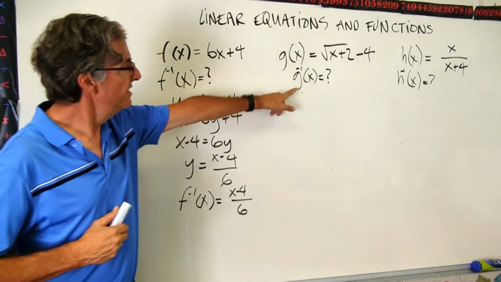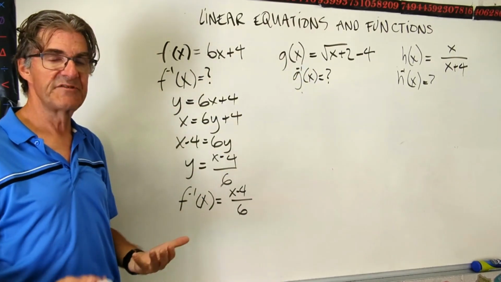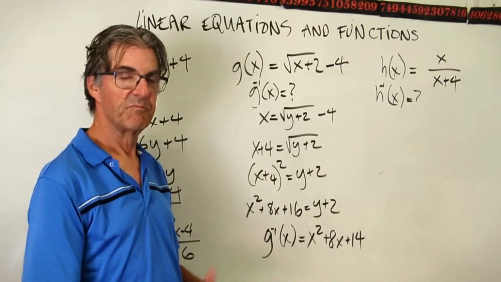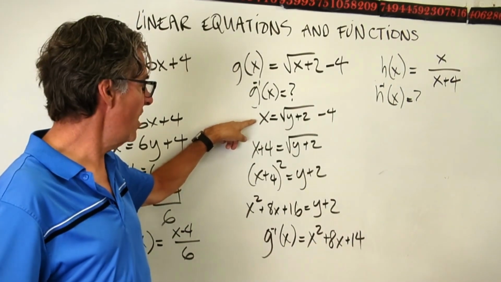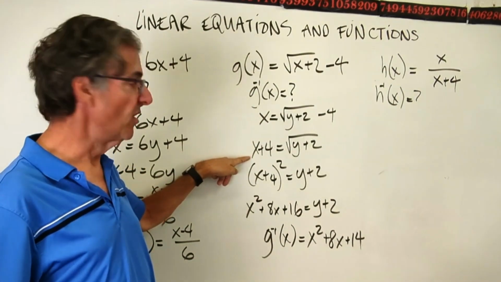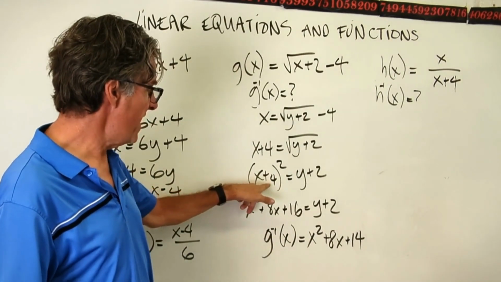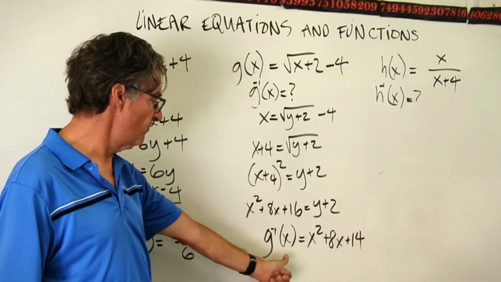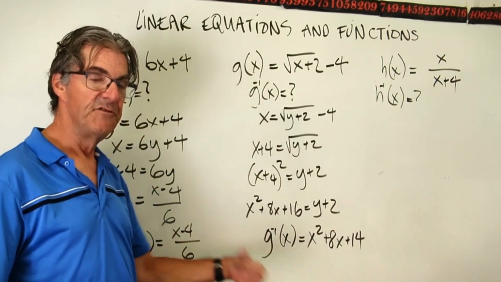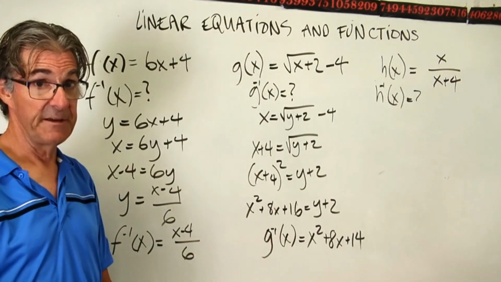Second problem. Inverse, g inverse of x with root x plus 2 minus 4. Pause the video and try that one. Let's see how you did. Equation, switched my x and y's. Moved my 4 over, squared both sides, expanded the binomial, and finally combined it by subtracting 2 and wrote it in function notation. If you didn't get that one, pause the video and find your mistake.